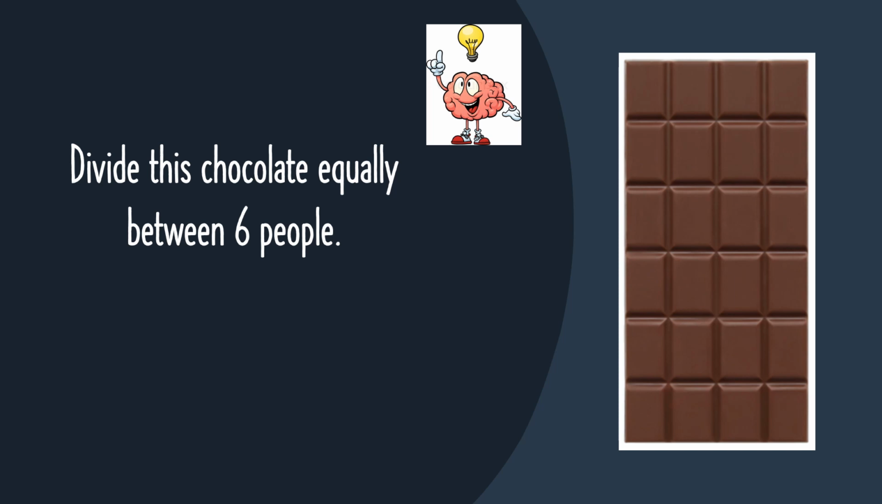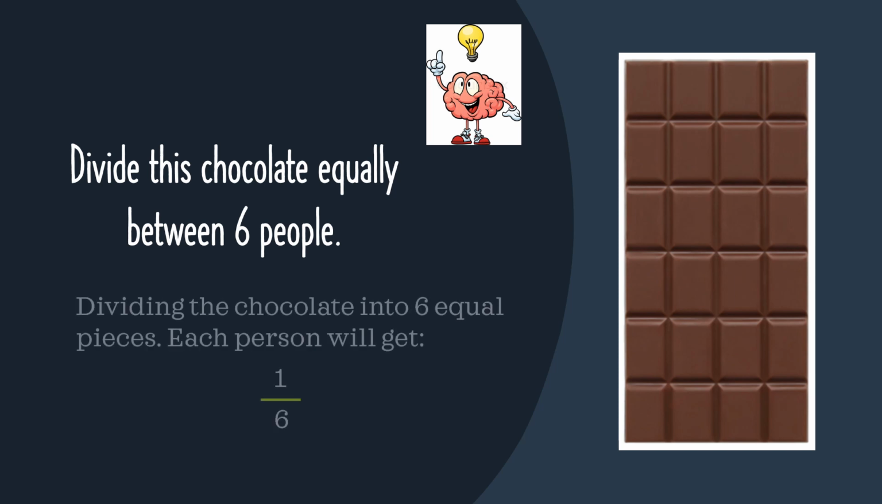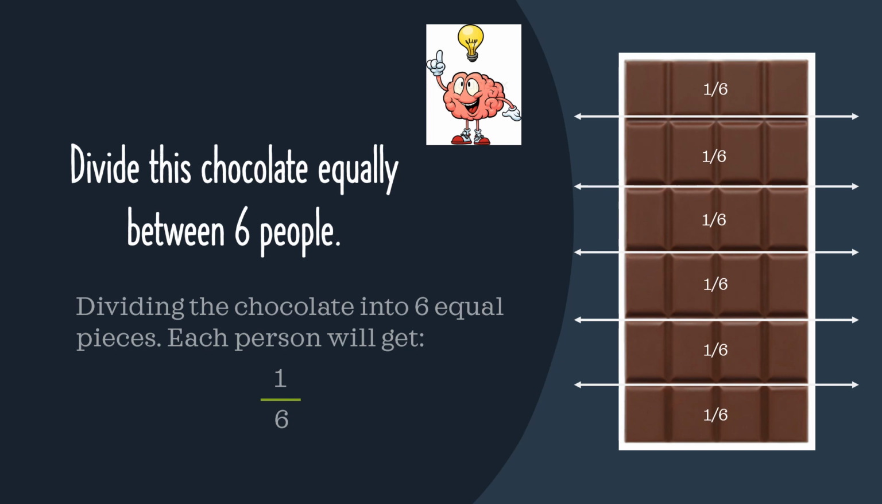Let us divide this chocolate equally between 6 people. You will be dividing the chocolate into 6 equal pieces. Each person will get 1 by 6 piece. So how does 1 by 6 piece look on this chocolate? This is how we divide the chocolate into 6 equal pieces, and each person will get 4 squares.